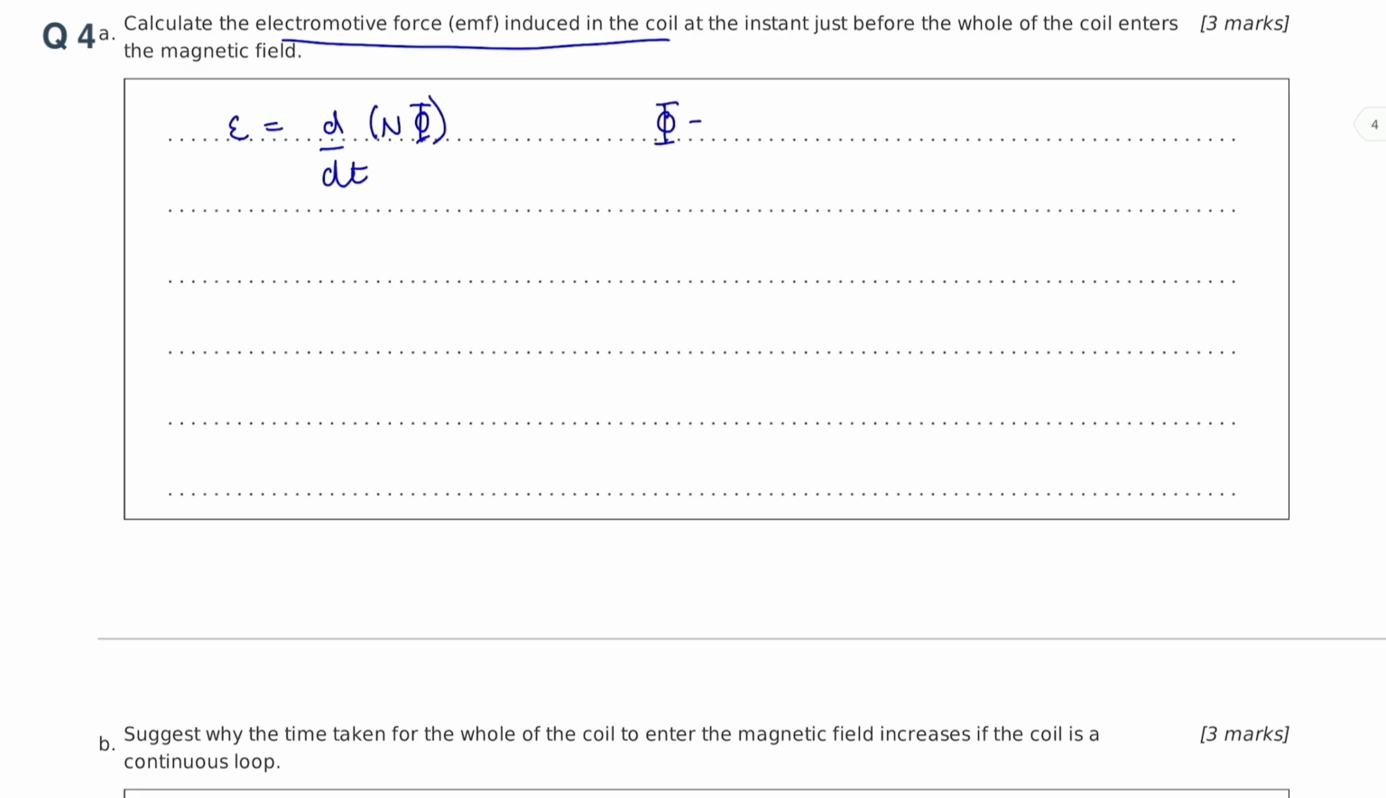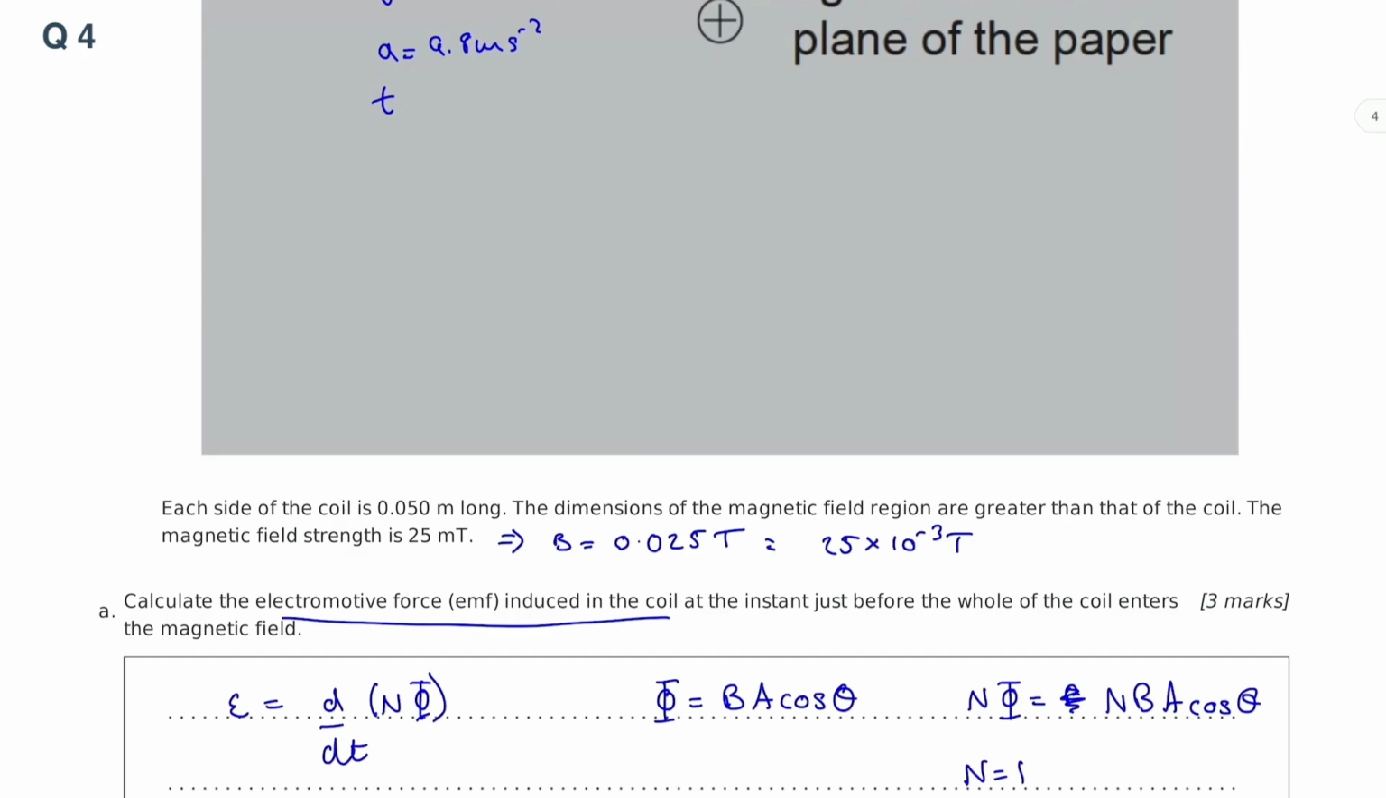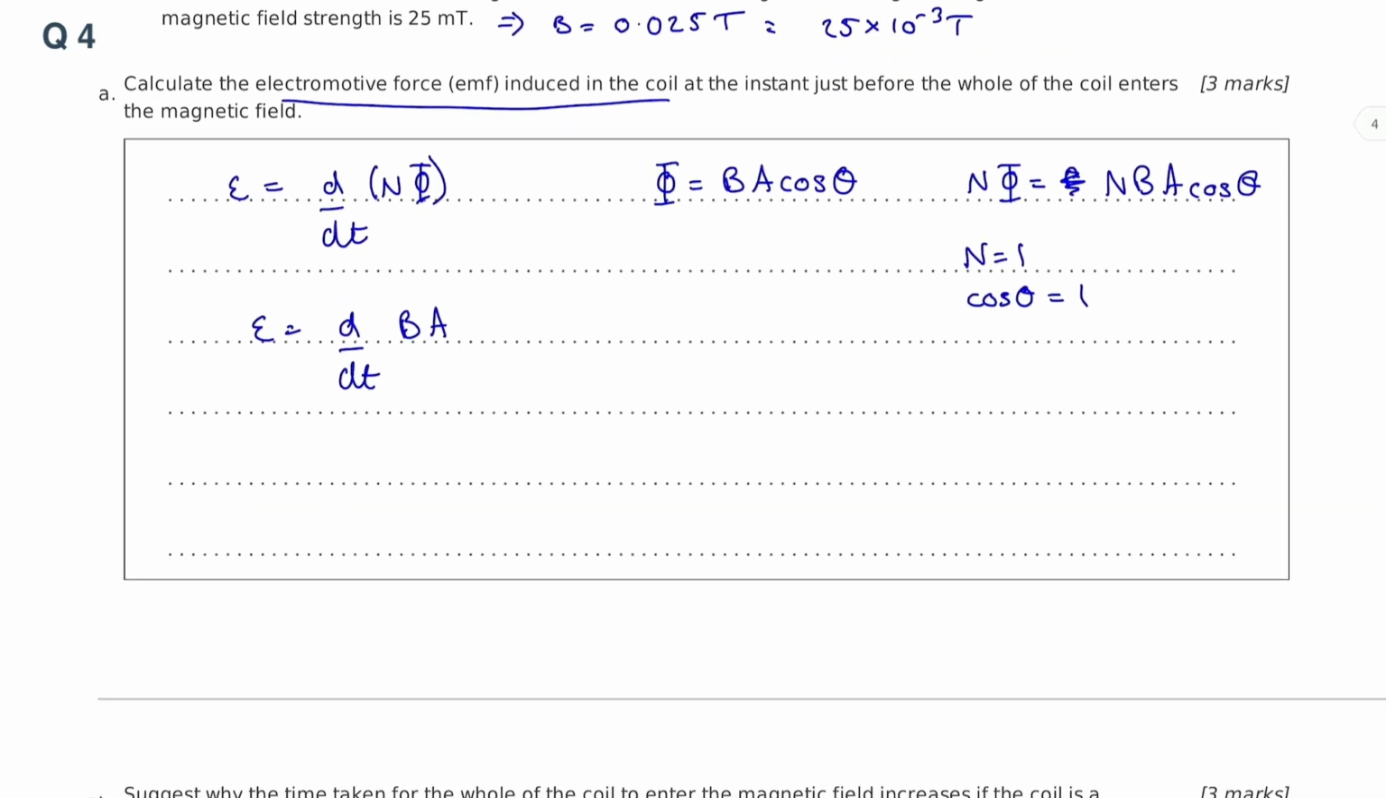Magnetic flux is given as BA cos theta, and magnetic flux linkage is given as NBA cos theta. Now we know it's a single coil, so N equals 1, and cos theta, because they're perpendicular to each other, will be 1 as well. What we're really looking at then is the rate of change of BA, because the others are value 1. Now it's said very clearly in the question that it's a uniform horizontal magnetic field. That means that B does not change.